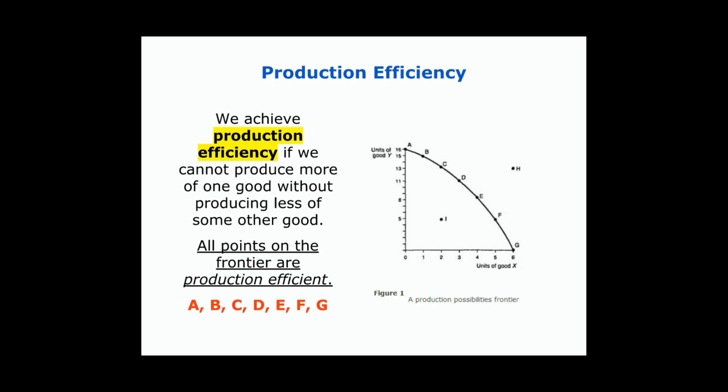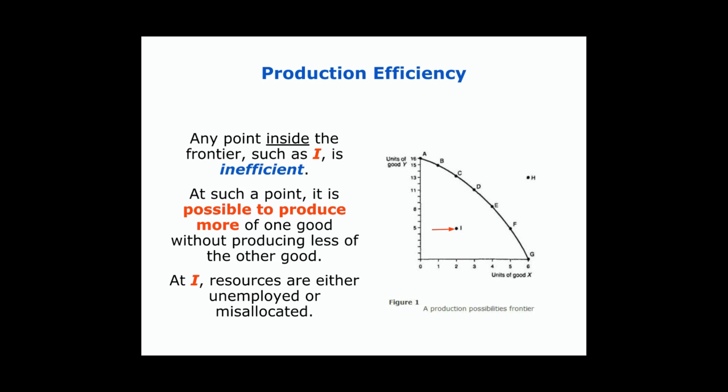So we say that we achieve production efficiency if we cannot produce any more of one good without producing any less of some other good. And so all the points on the line A, B, C, D, E, F, and G are production efficient. We're using our resources to the fullest amount. We can't get any more of one good without getting any less of another good, and that's production efficiency. Now, points inside the line, such as point I, are not production efficient, they're inefficient. And the reason is because it's possible to get more of one of the goods without getting less of the other. We're not using our resources to the fullest extent, where some of the resources are either unemployed or misallocated.